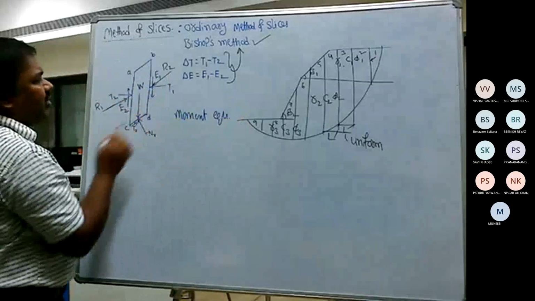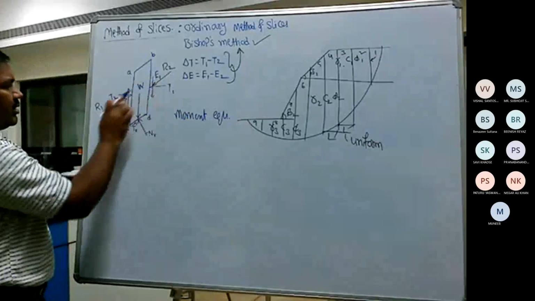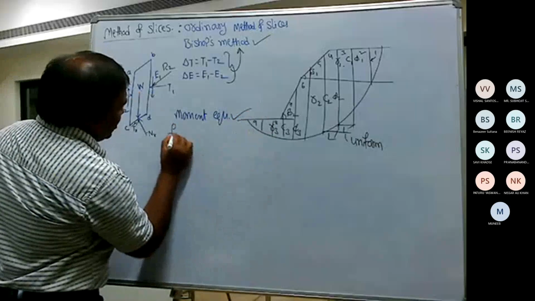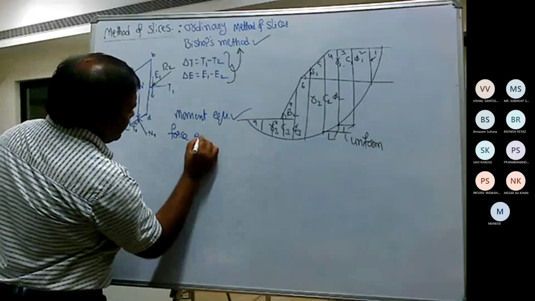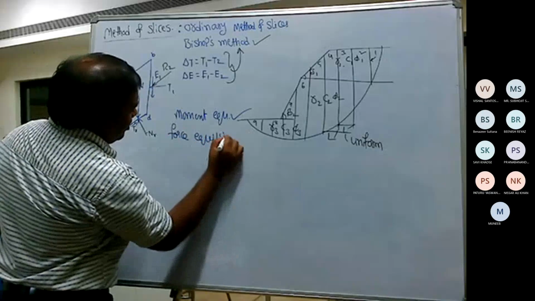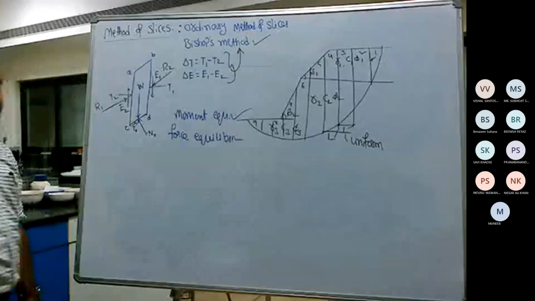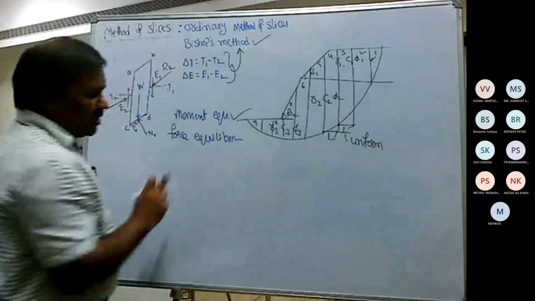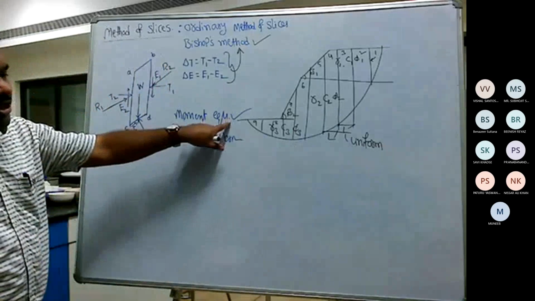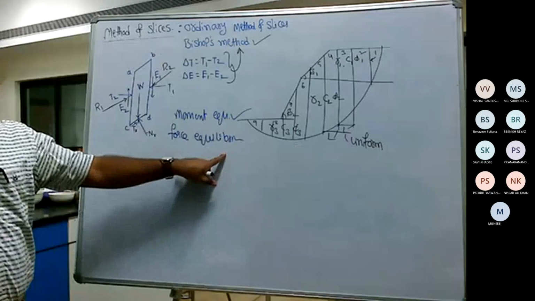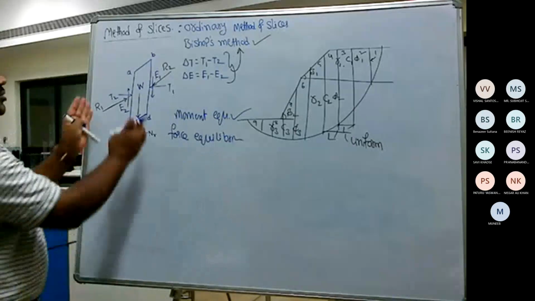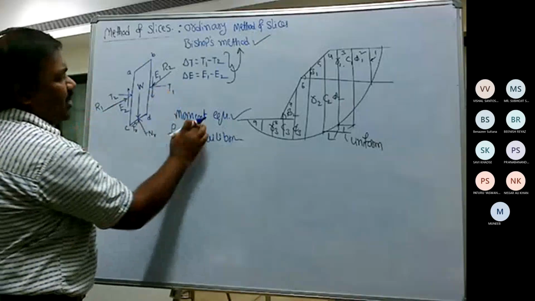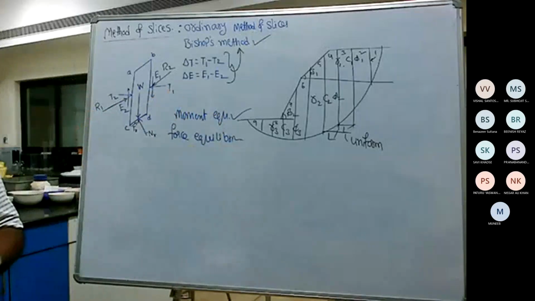But if you also take E1, E2 and T1, T2, in addition to the moment equilibrium, we also need to consider the force equilibrium. These are the additional things. That means when you solve any method of slices equation, you must consider both moment equilibrium as well as force equilibrium. The moment you ignore the interference forces E1, E2, T1, T2, only moment equilibrium is good enough to solve the problem.